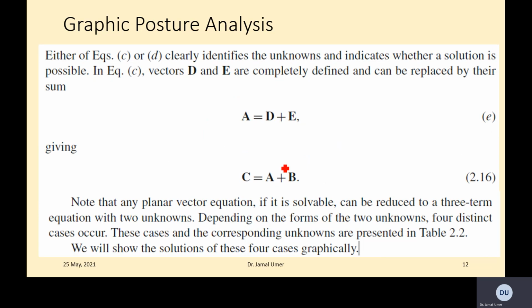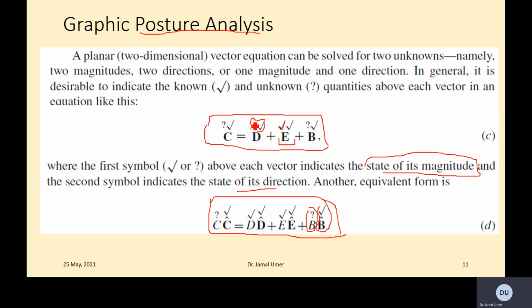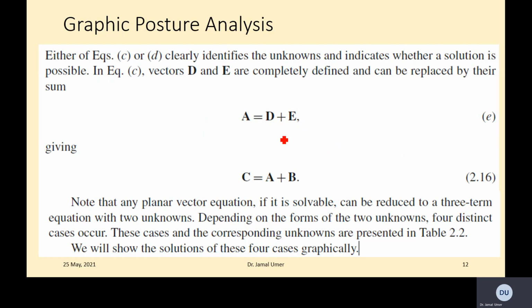All right, so then we have seen, it was discussed, because these two vectors are known. When we say known, it means that their magnitude and direction are known, so you can literally replace them with another vector. So for example, D and E were known, so they are replaced with A. So the final equation is like that basically, right?